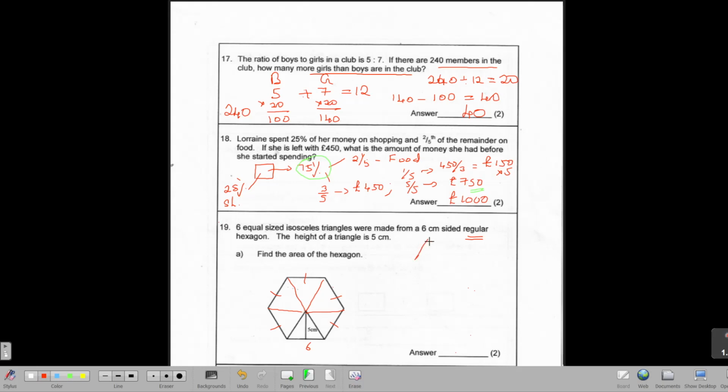So let's draw one triangle. That is 5. That is 6. Area is half times base times height. We have 6 of them. 1, 2, 3, 4, 5, 6. So one triangle is half times 6 times 5. 6 times 5 is 30 divided by 2, 15 centimeter square. We have 6 of them. 6 times 15 is 90. The area of the hexagon is 90 centimeter square.